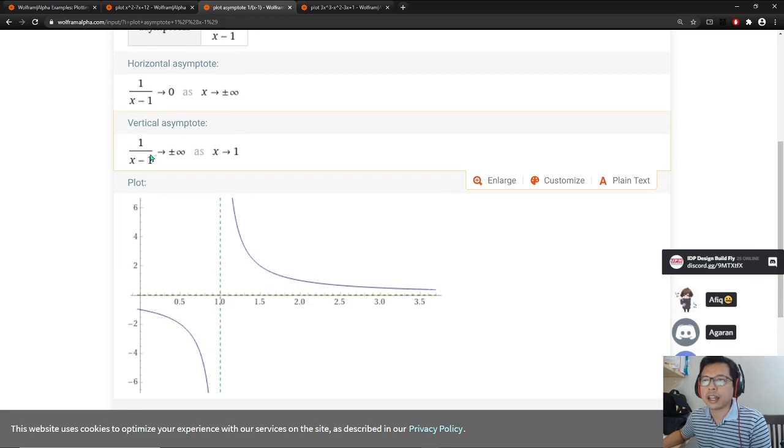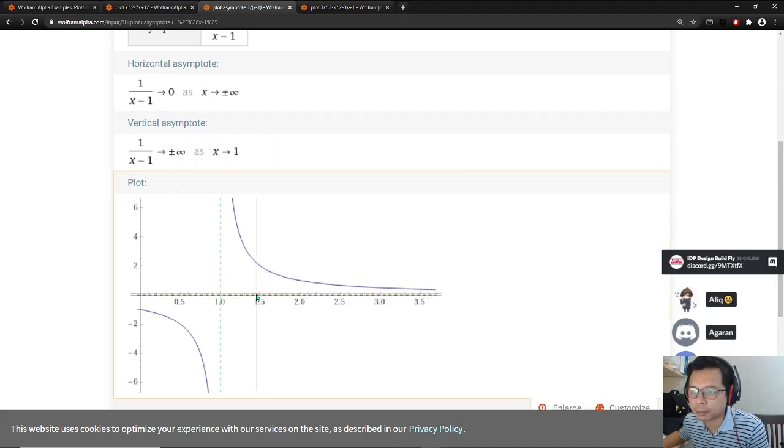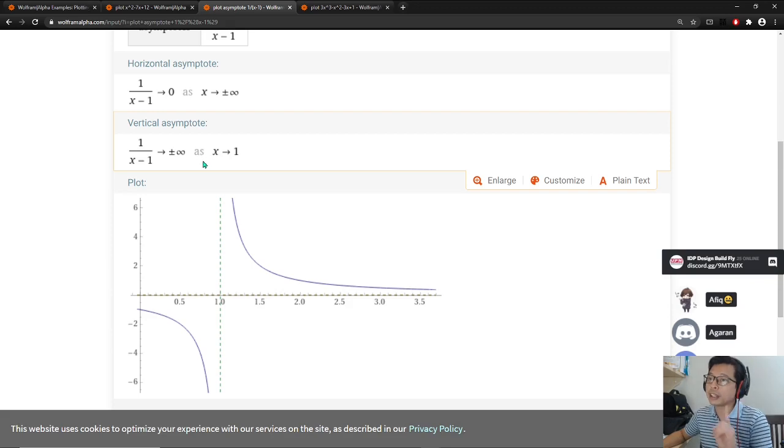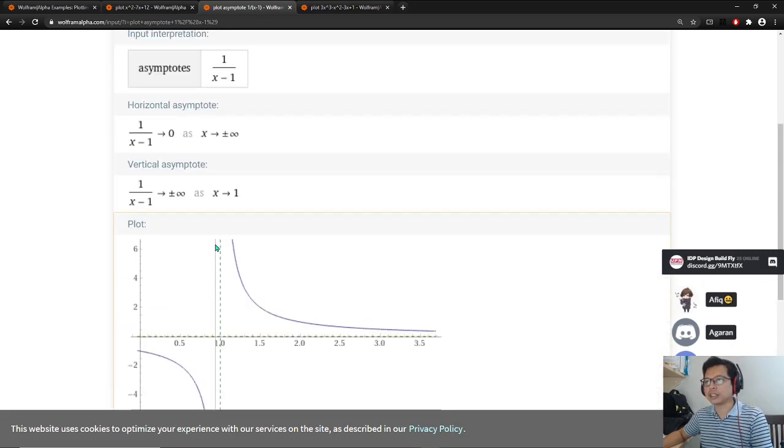And also that function will approach infinity as x approaches 1. As x approaches 1, x cannot be 1, yeah? x cannot be 1 because at x equals 1, the function is undefined. So we can always say x approaches 1. So this is really interesting.